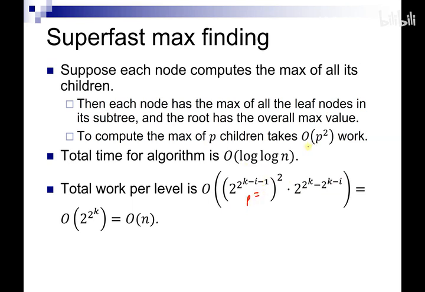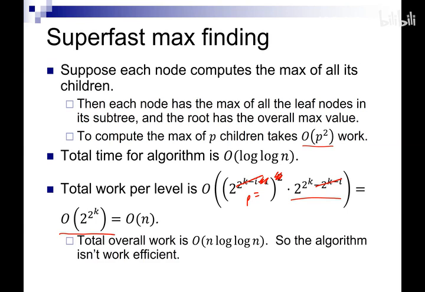And so the amount of work that it does to find the max of those children is going to be p squared, so it's going to be this value squared. Basically that means that this 1 is going to get removed. Then we multiply this by how many nodes there are in that level, the ith level. If you multiply these two together, this part is just going to cancel out. And so we simply get that the amount of work at this level is equal to 2 to the 2 to the k, and this is equal to order n. So the amount of work at each level is order n.